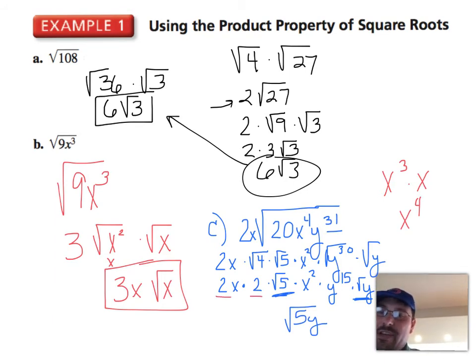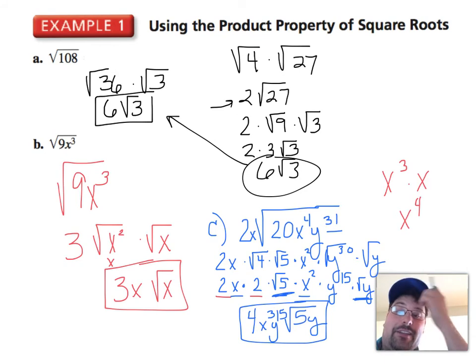So I could take 2 times 2. That just gives me 4. X times x squared is x to the third. And y to the 15th. So my answer is 4x cubed, y to the 15th, multiplied by root 5y.